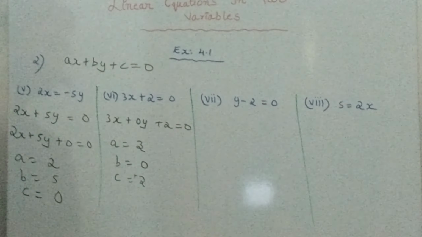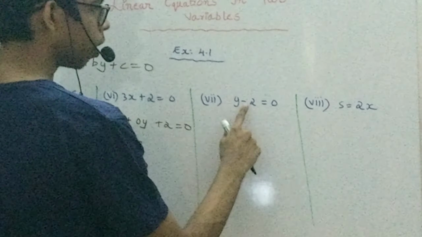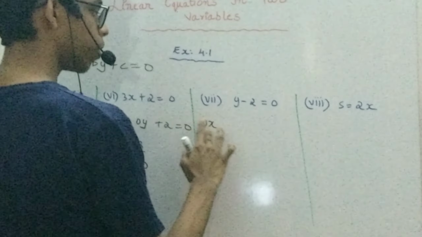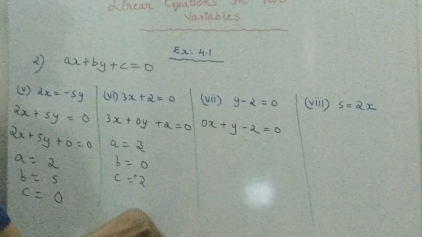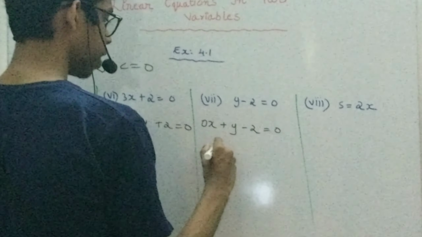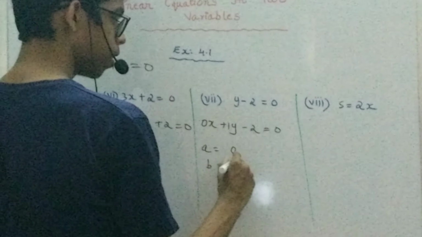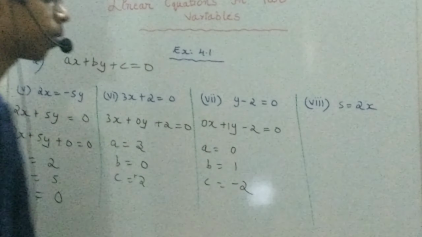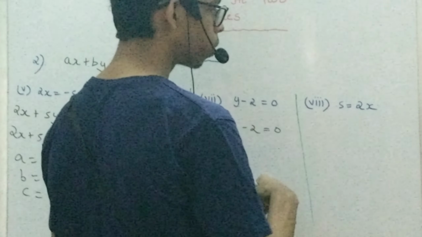Okay. Now next one is y minus 2 is equal to 0. Now if you see over here, the x term is missing over here. So we can write 0x, 0 into x is 0 itself, plus y minus 2 is equal to 0. Okay, this is of the form ax plus by plus c equals 0. Now from here, a is equal to what? 0, b is equal to 1 into y, so it is 1, and c is equal to constant term which is minus 2.